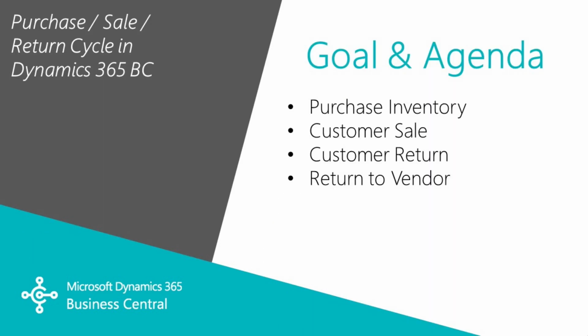I want to show you a complete purchase, sales, and return cycle in Dynamics 365 Business Central. We'll start with a purchase order. We'll receive that in. We'll process a customer sales order out to a customer. Then we'll process a customer return and a return to vendor. We'll also use a serialized item number from my inventory so you can see how that works as well.